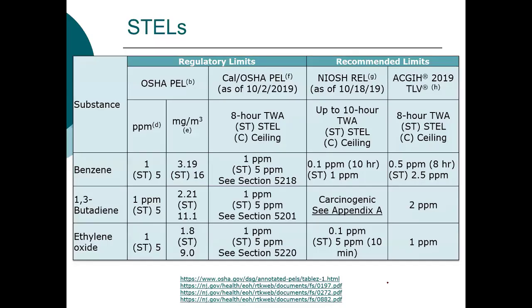And you can see it, I referred to this in the previous one, but in this case, we've got benzene. So you can see here, the 8-hour PEL is 1. The STEL limit is 5. And you can see that California has adopted the same levels. On the other hand, you can see very different levels set or developed by NIOSH and ACGIH. And these will be lower, they're more protective than the OSHA PEL.